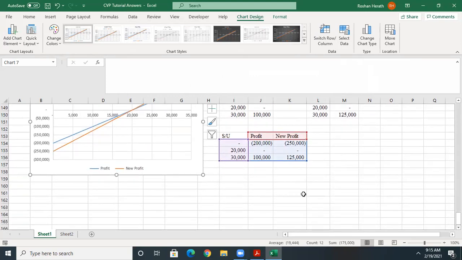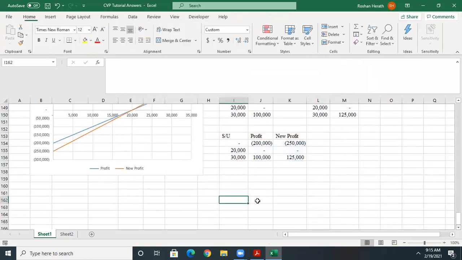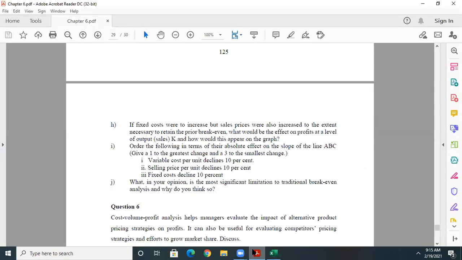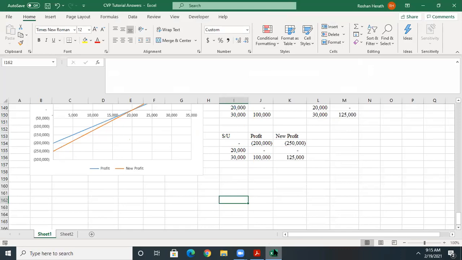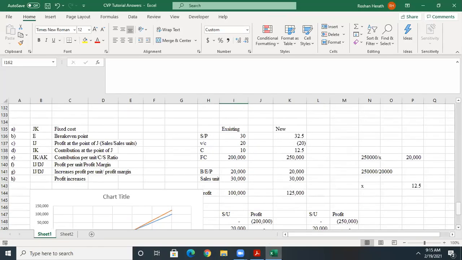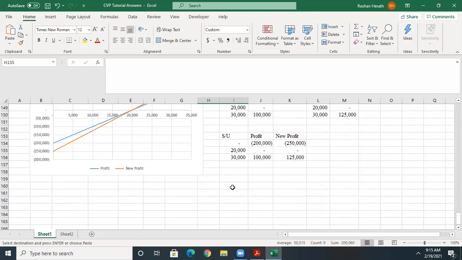Okay. Similarly, for this, we can do the same. We can imagine three instances. The first one, variable cost declined by 10%. So you can take the original data set and do these changes and take them.